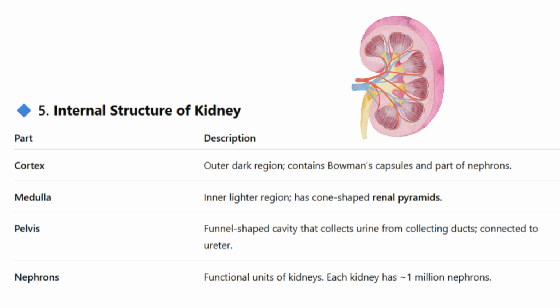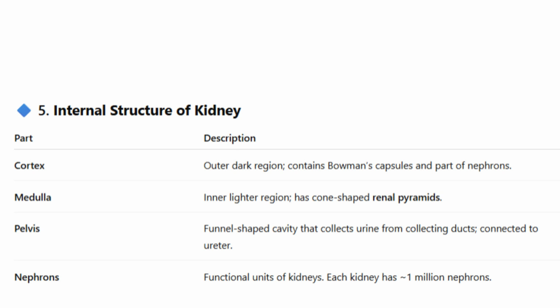And finally, the most important part, the nephrons. Each kidney contains about 1 million nephrons. These are the real working units that filter blood, remove waste, and form urine. This internal setup ensures that your kidneys perform their complex function with great efficiency.